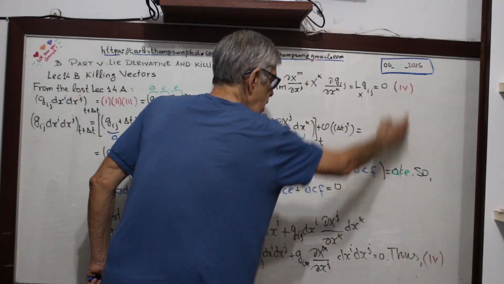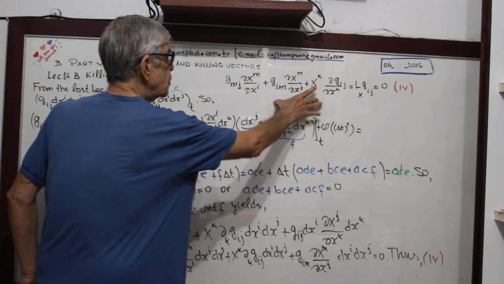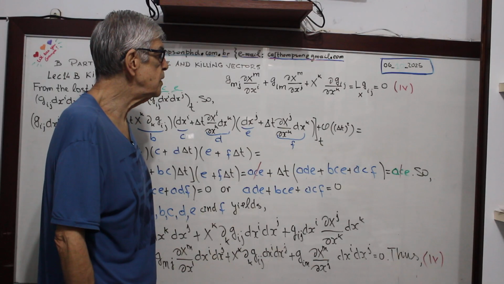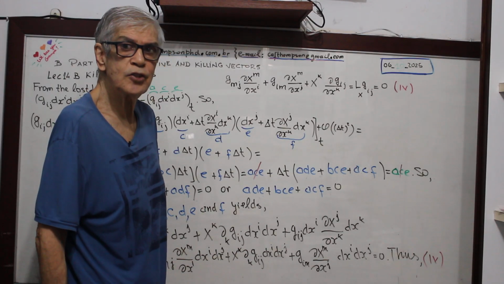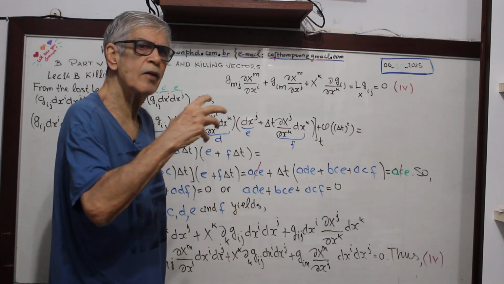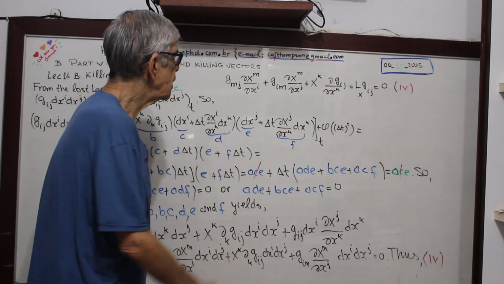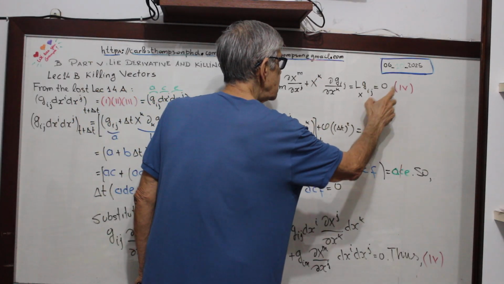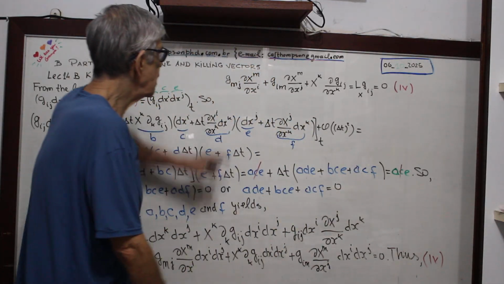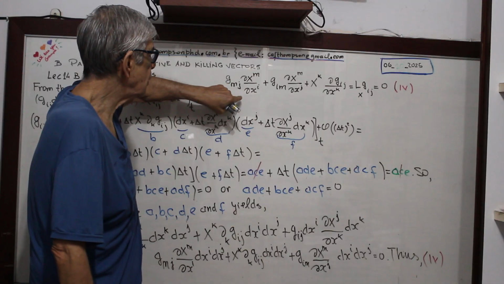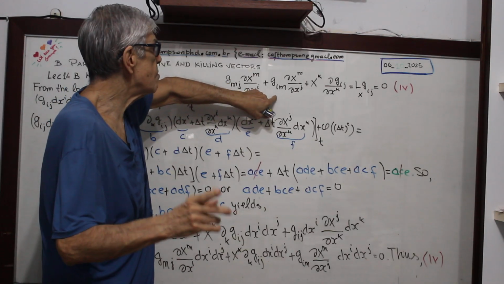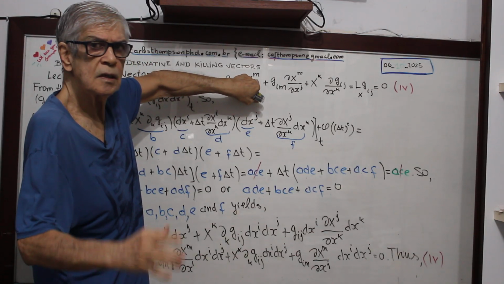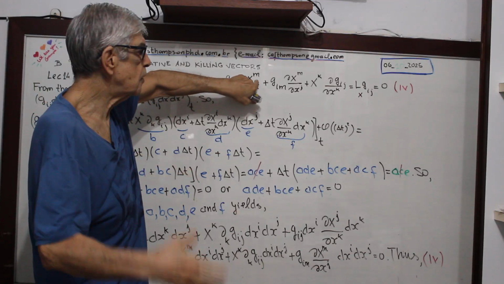This is equation 4. I just copy from here to there. And this I compare with the Lie derivative of g_ij, which I derived in previous lectures. This one is exactly the Lie derivative along X of g_ij. This is set equal to 0. So this is an equation which involves capital X, which is the flow, the tangent vector.